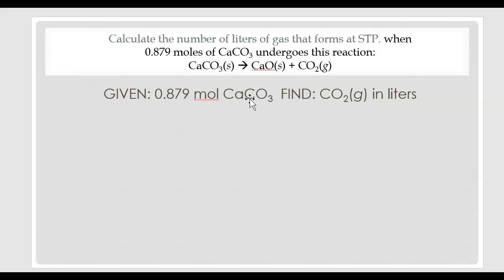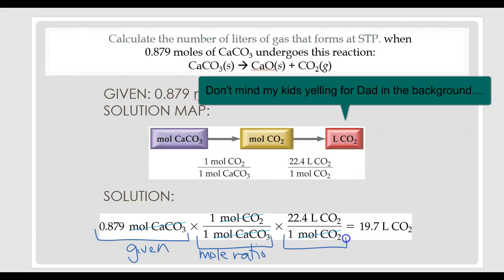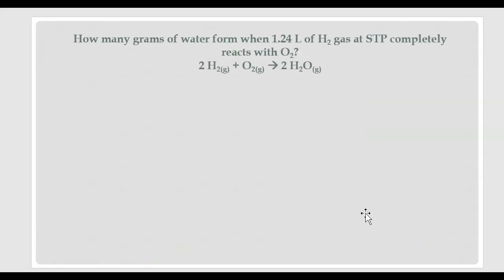We have 0.879 moles of calcium carbonate. It's going to decompose, and we want to find the liters of gas produced. So we are going to go from our given. We're going to use our mole ratio. And then we're going to use our constant value, which is that 22.4 liters of any gas is the volume of 1 mole. And so we would find 19.7 liters of carbon dioxide are produced. So go ahead and give this problem a try as well.